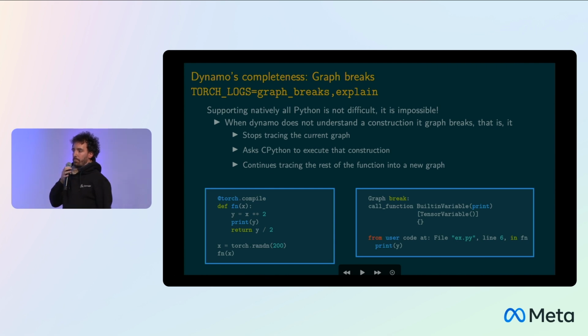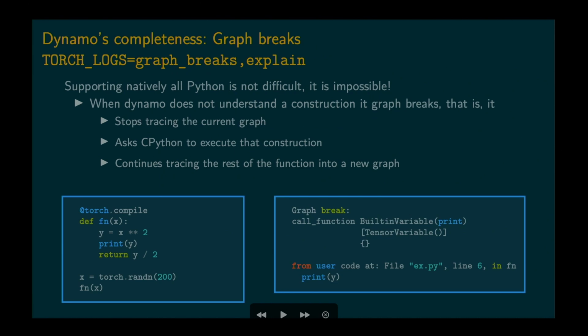So here we have an example of something that we don't know how to handle, because it has what's called a side effect. It's printing something on the screen. Here we have a square, we print the result on the screen, and then we divide that by 2 and return. There's no way that we are going to be able to do that at compile time, because we don't know at compile time what the value of y is. We wouldn't be able to print it. So what we do is we graph break.